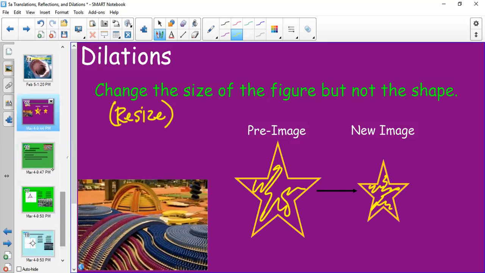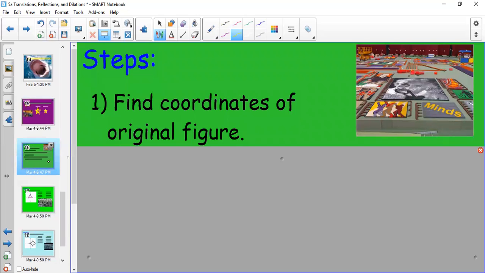Okay, so we're going to have a few steps here. So step 1, we need to find the coordinates of the original figure. You have to find those points first before doing anything else.